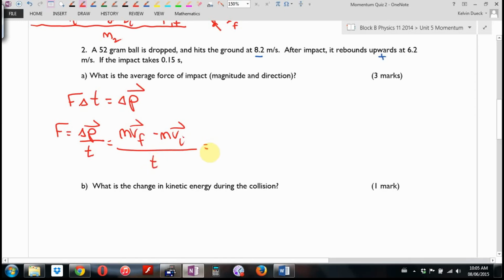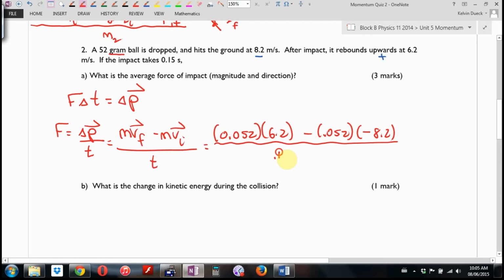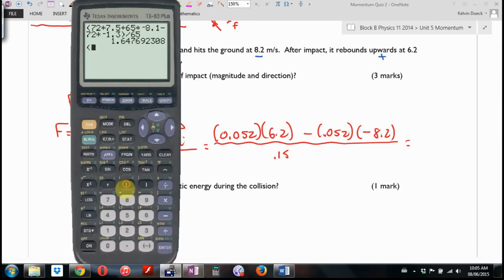What's the mass? Careful, not 52. Grams. So, did you say 0.052? v final, positive 6.2 upwards, minus 0.052 times v initial, negative 8.2 downwards, divided by 0.15. Is there more than one number on the top? Better put it in brackets. 0.052 times 6.2 minus 0.052 times negative 8.2, close bracket, divided by 0.15. Do you get a force of 4.99 newtons?